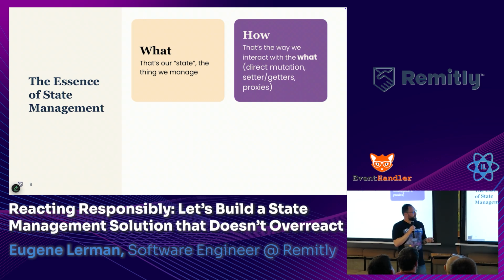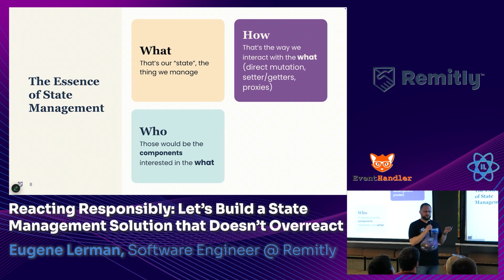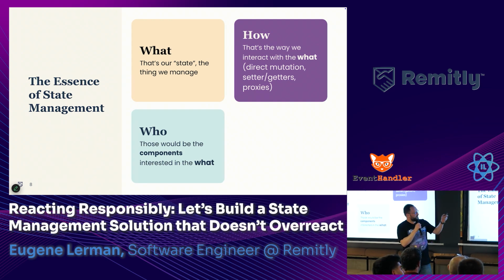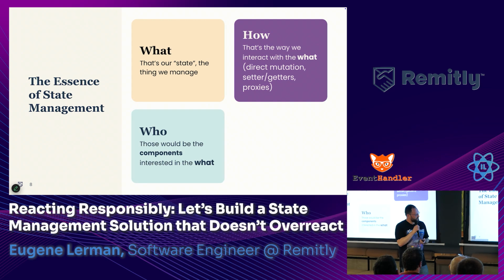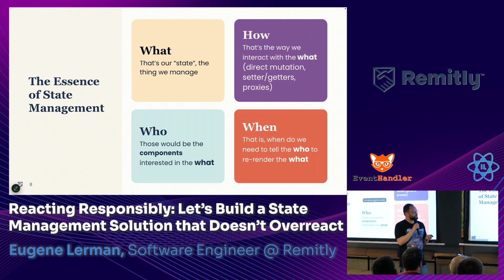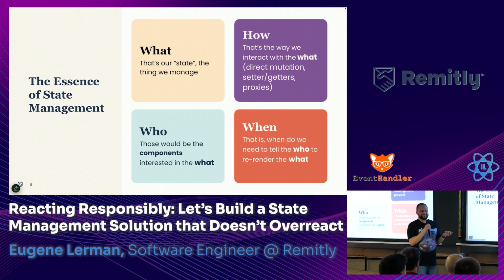OK, the third WH question we need is a who. A who is basically, well, who's showing the state? Who is responsible for showing the user what has changed? And who is responsible for showing the user the state when it changed? Which is the next and final WH question, the when. The when is basically like the efficiency of state management. Do we react all the time? Do we react granularly? And what does it even mean to react?